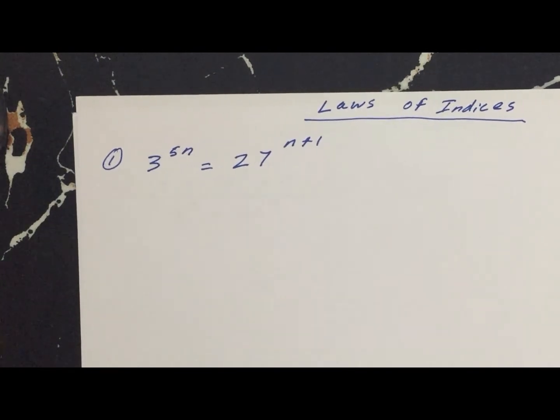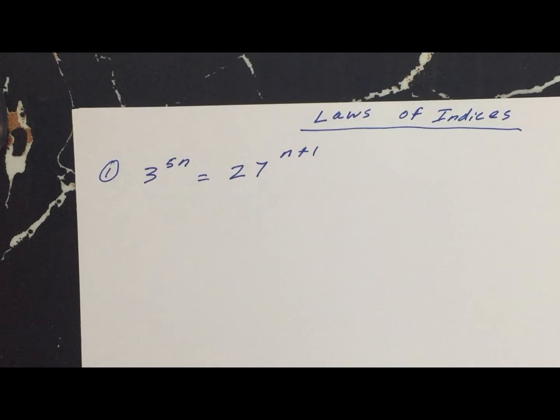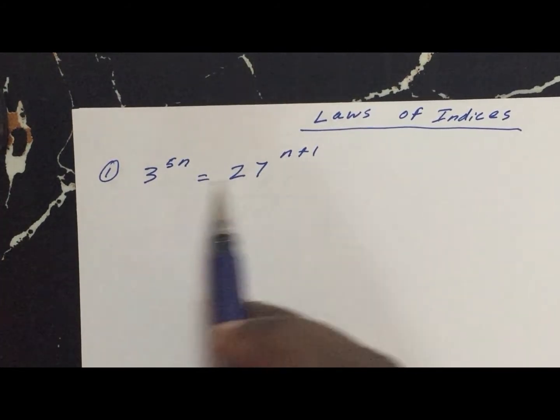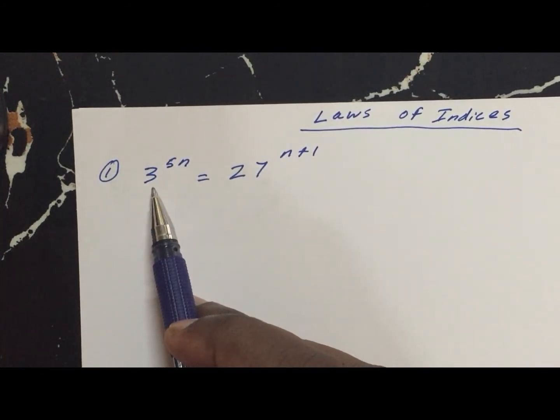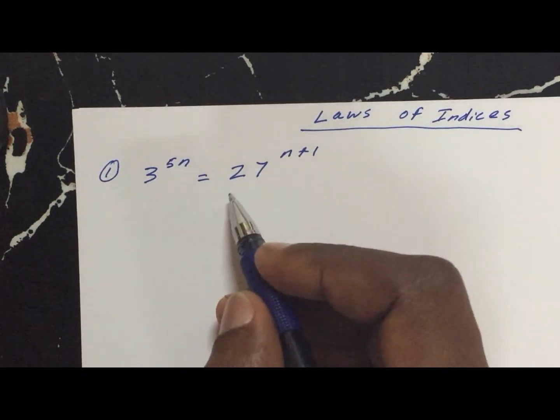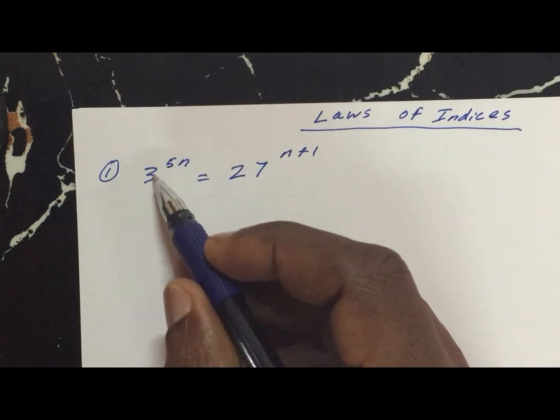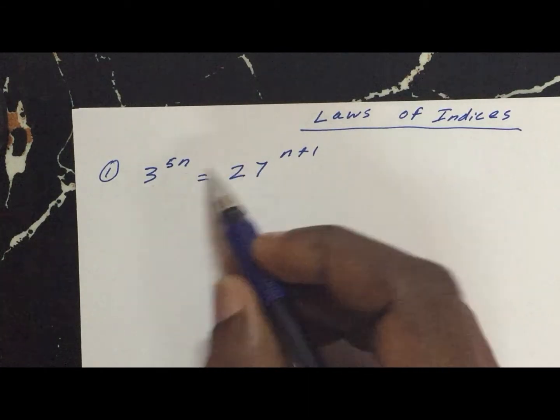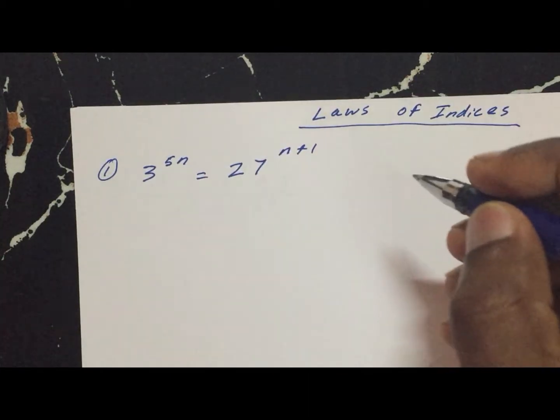Okay, so number 1 on our solution set says 3 to the 5n is equal to 27 to the n plus 1. Now what do we do here? In a problem like this, the first thing we do is to make both the bases common, so we can eliminate that and work with the powers. So how can we make these two bases the same?